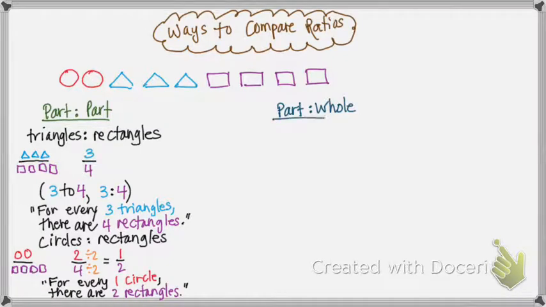So this part to whole would be something like triangles to all shapes. That's what whole means, everything that's there. I'm not going to draw a picture of that because that would be pretty big. But I do know that there are 3 triangles. So remember, it's going to go on top because that's what was listed first. And then we're going to count up the shapes. So altogether is 1, 2, 3, 4, 5, 6, 7, 8, 9. So we have 9 shapes altogether.